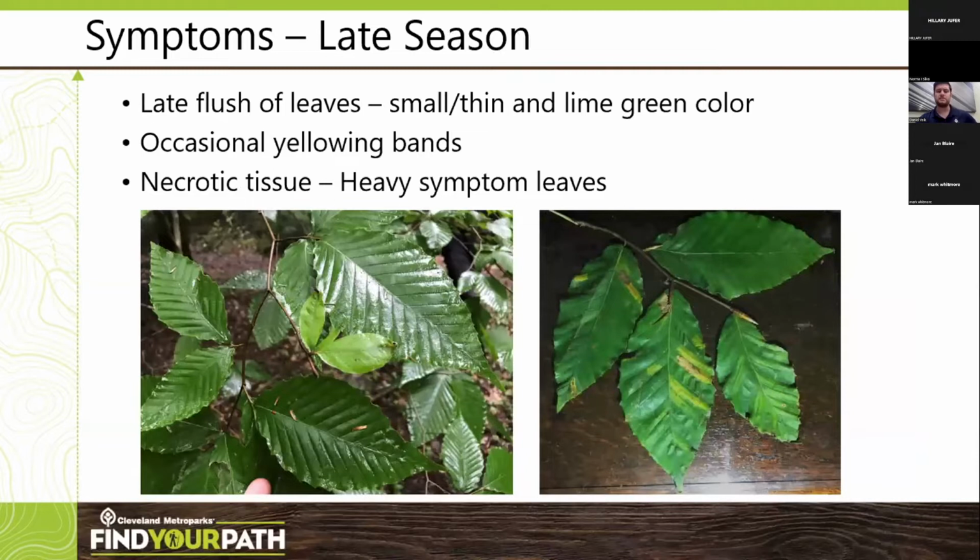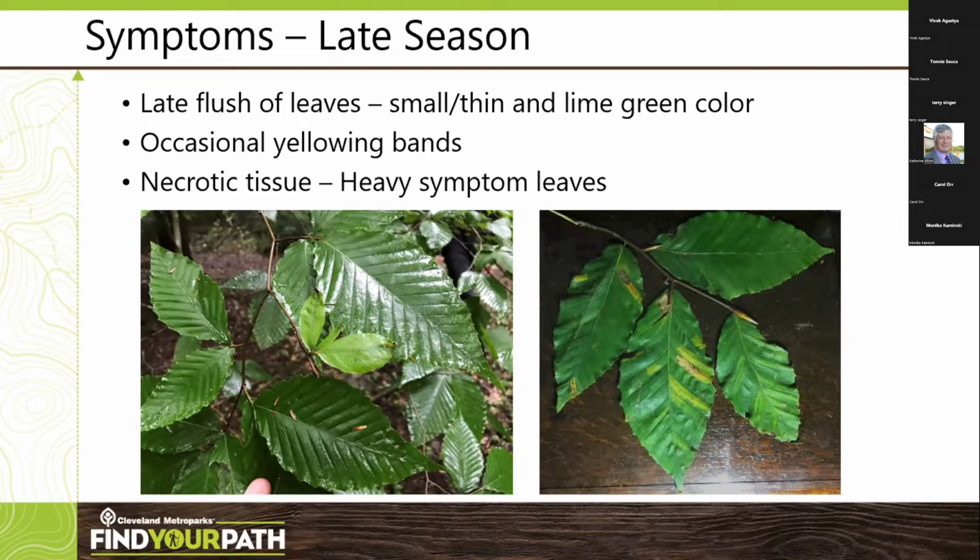Some late symptoms might show up throughout the season. On the left, we have what is a late flush of leaves that tends to be set off by 2 to 3 weeks from the first emergence of leaves, which happens in Ohio in early May. So these late flush leaves can happen late May all the way into June. They're small, they're thin, they're lime green, and they always are asymptomatic.